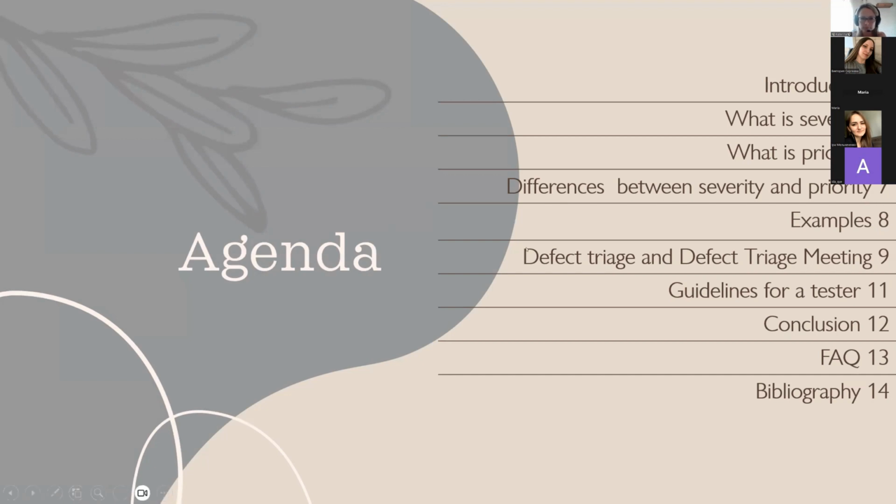Our agenda for today is first, there will be some introduction, then I will talk about severity and its types, then about priority and its types. I will show some differences between severity and priority, and then some examples with severity and priority combination. After that, I will talk about defect triage and defect triage team meeting. And then I will provide some guidelines for a tester. And after that will be some conclusion and FAQ and some bibliography with the sources that I used in this presentation.